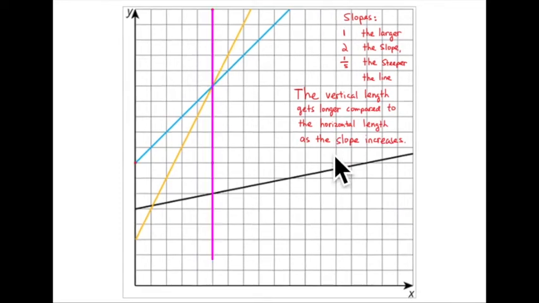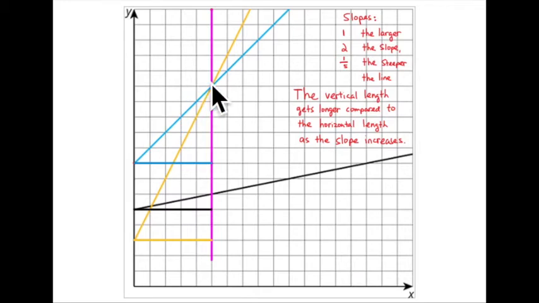So to look at these, I drew a single vertical line at x equals 5. If this is x equals 0, then 1, 2, 3, 4, 5. So this is where x equals 5. And so now we can look at just the vertical length for each of these and compare them. The horizontal length is the same.